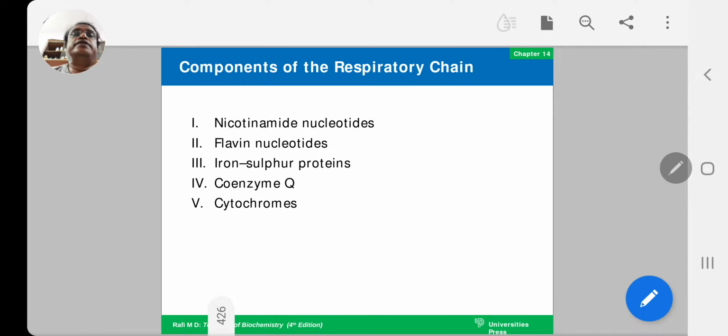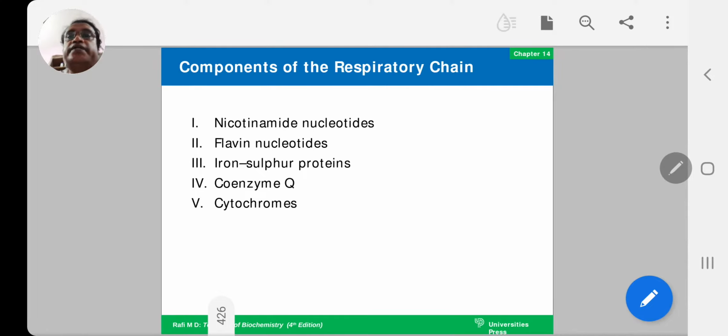NAD plus and NADP plus are two coenzymes derived from the vitamin niacin. Though they are formed from the same source, their functions are quite different. NAD plus is associated with catabolism and NADP plus is associated with anabolism. NAD plus is reduced to NADH plus H plus by dehydrogenases of different catabolic pathways.